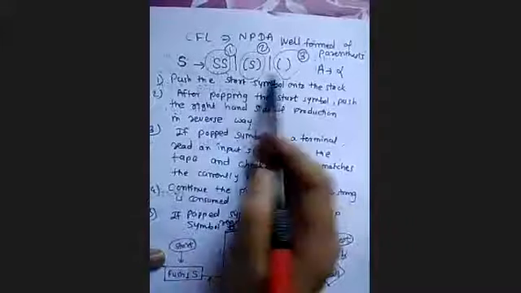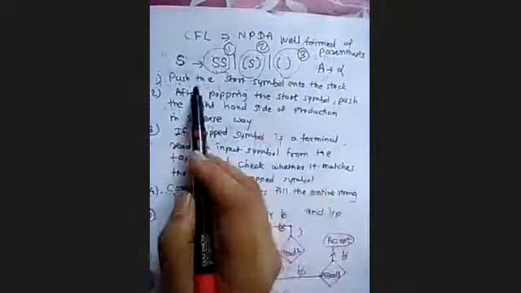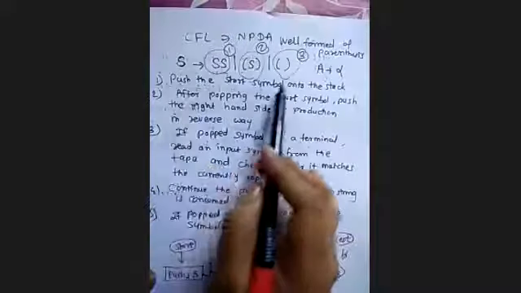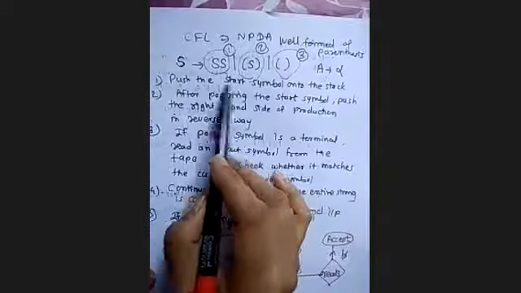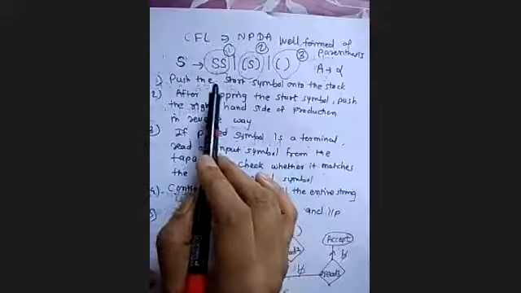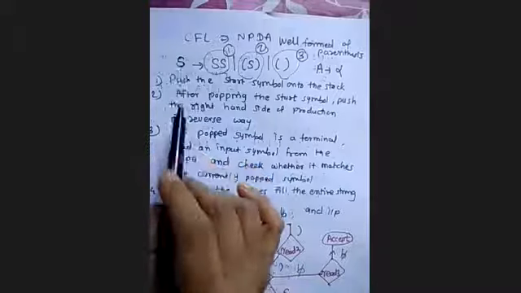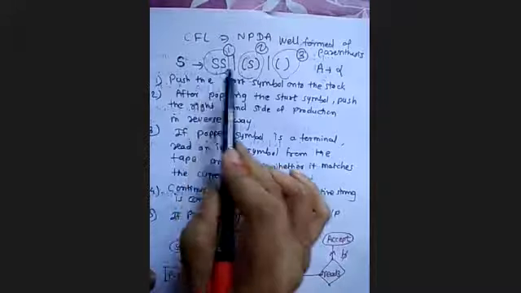See again, in short, I'll explain. Given the grammar, context-free grammar, what we have to do is push the start symbol onto the stack. After the first push, one S will be there, where S is the start symbol. After that you will pop that start symbol and push the right-hand side.